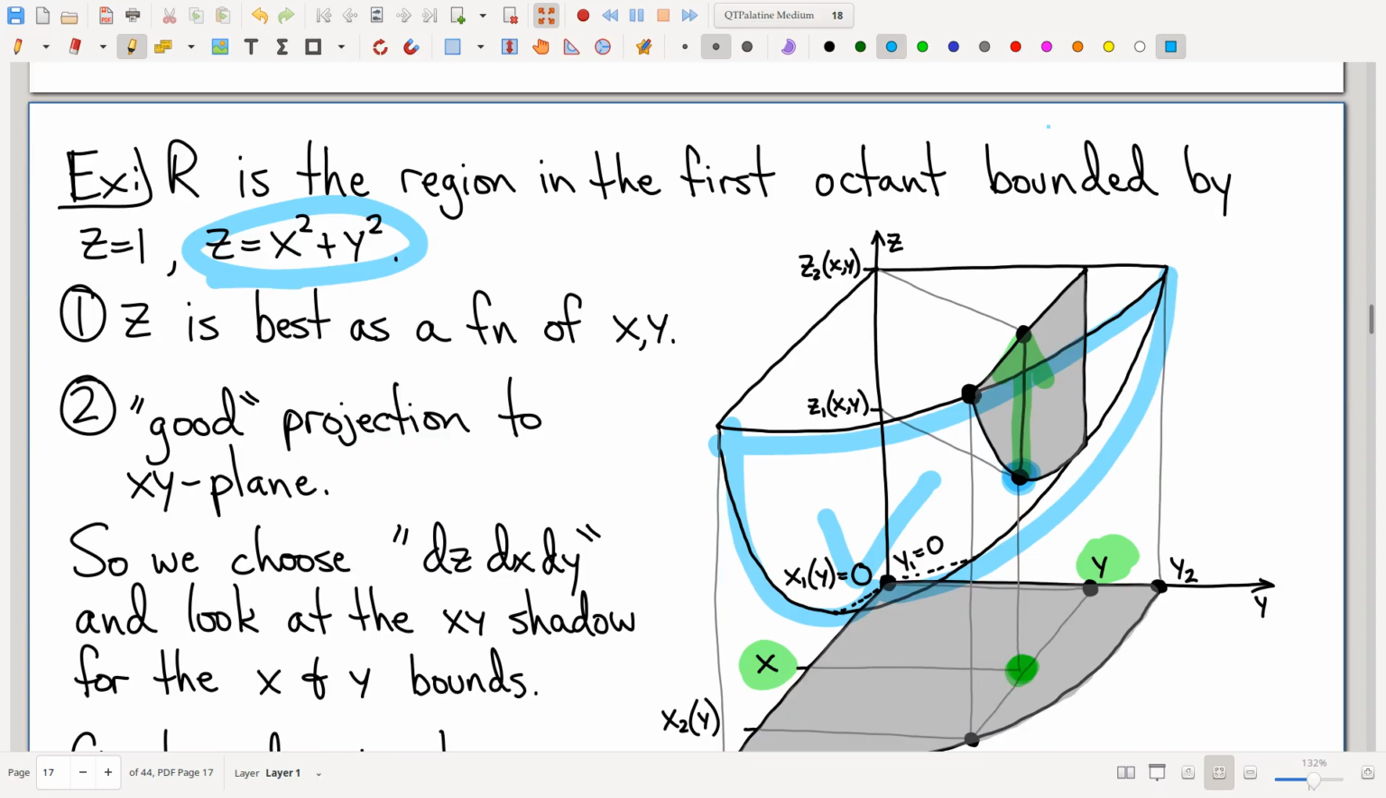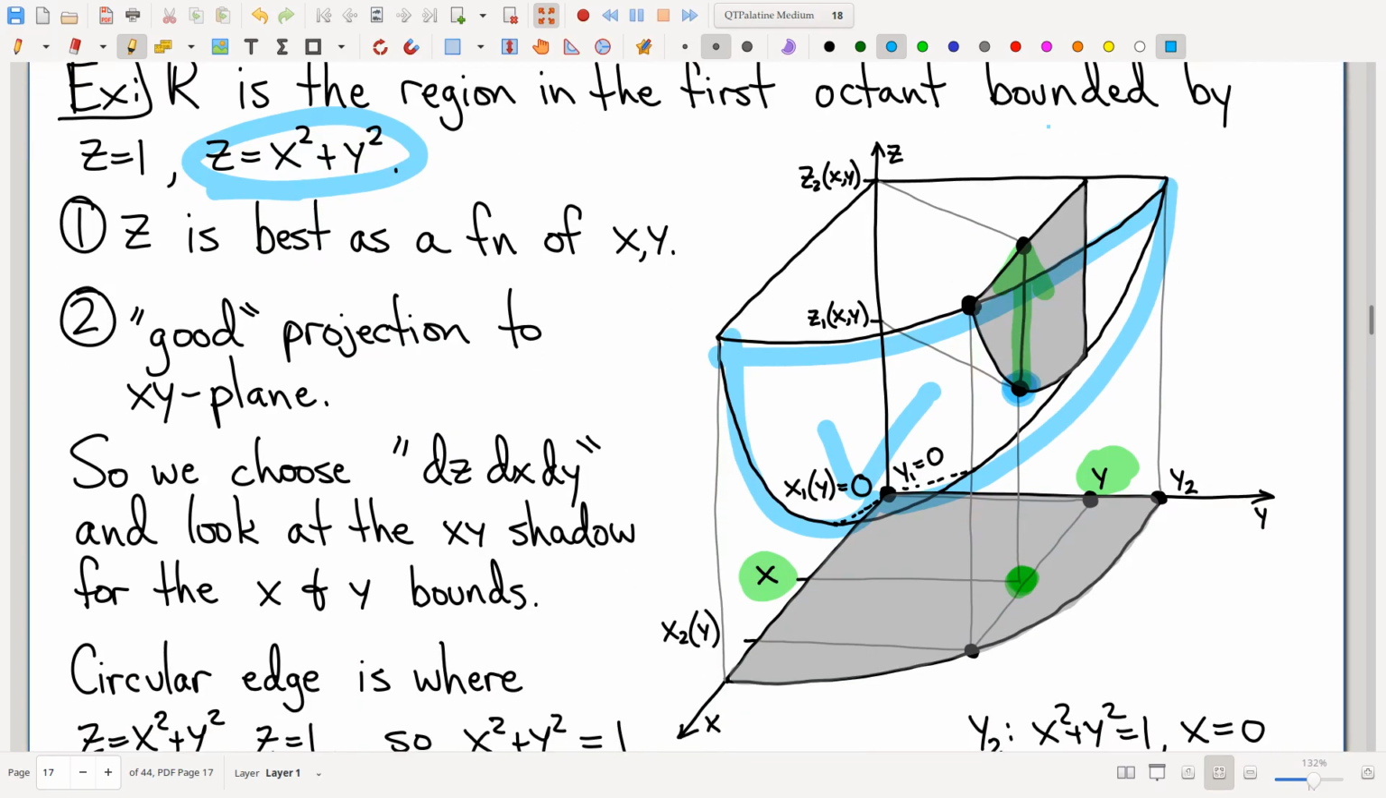Yeah. I'm a bit confused. So when we sliced it, the shadow was just this vertical line, like this one.